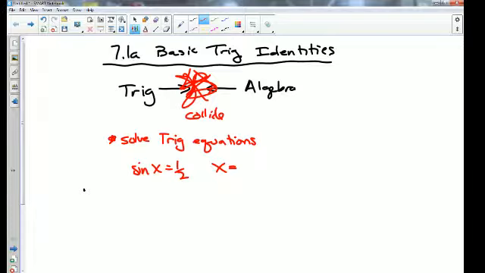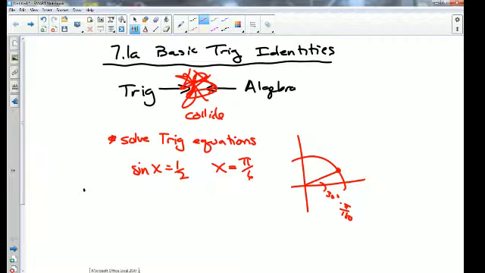Oh, wait. Okay, unit circle. Sine is up and down, right? And 1/2 is the short one. So this is 30 degrees, right? Yep. And in radians, that would be times pi over 180. Yes. Pi over 6. Okay.